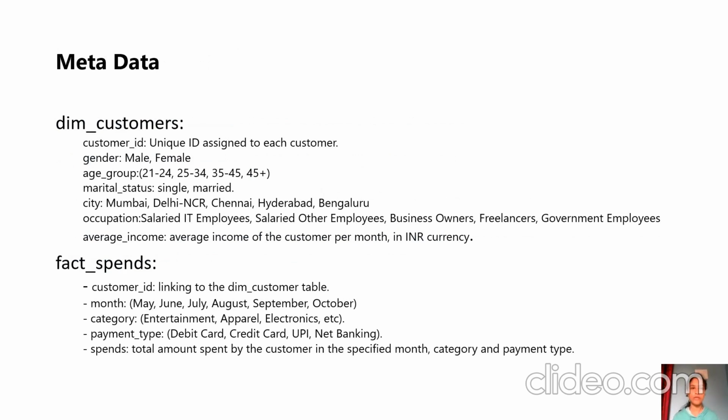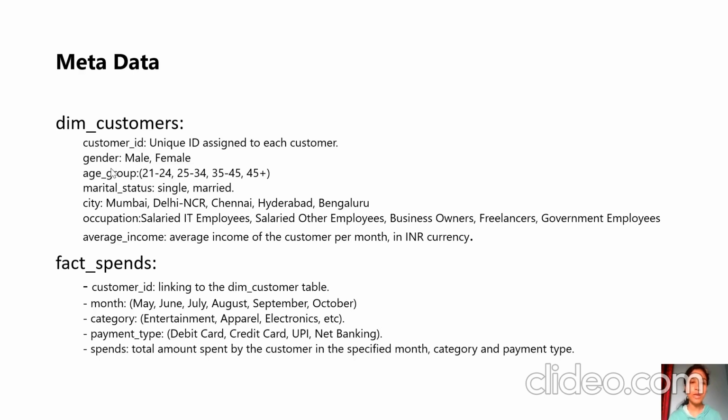Okay, so the next slide. Here is the metadata, that is the data. There are two files they have given: one is dim customer and the other is fact spends. These two are Excel files. The dim customer table consists of these columns: customer ID, a unique ID for the customer, and gender, whether the customer is male or female.